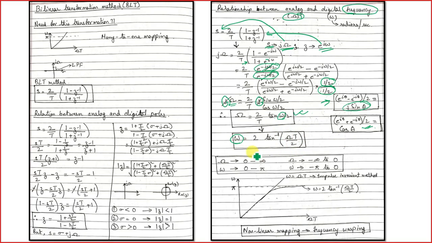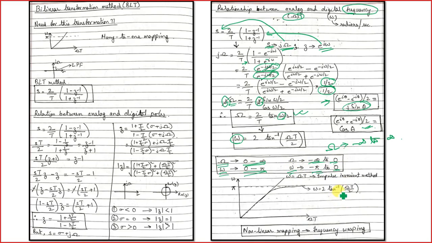Now we have previously seen that the analog frequency may vary from minus infinity to infinity. So let's look over here. If omega varies from 0 to infinity, in the region of digital frequency it would vary from 0 to pi. Whereas when we talk about analog frequency from minus infinity to 0, the digital frequency would vary from minus pi to 0.